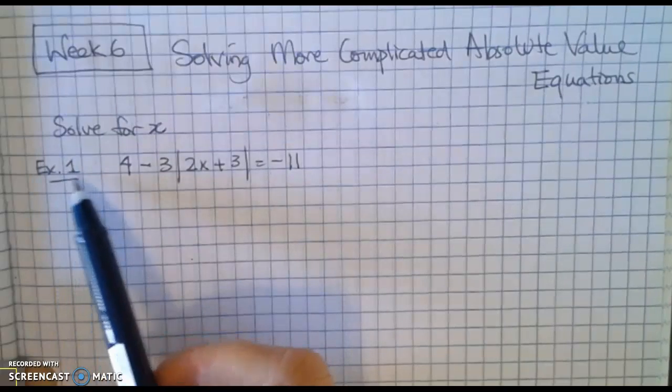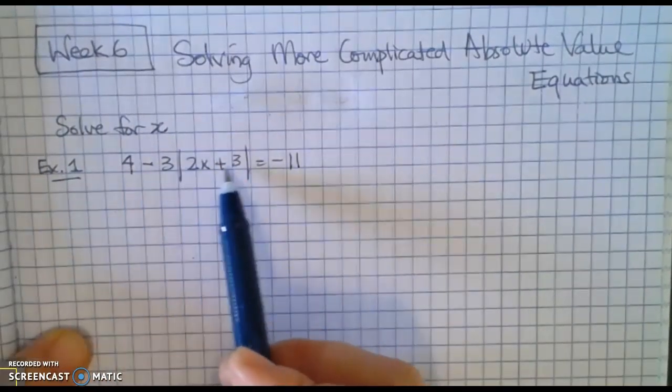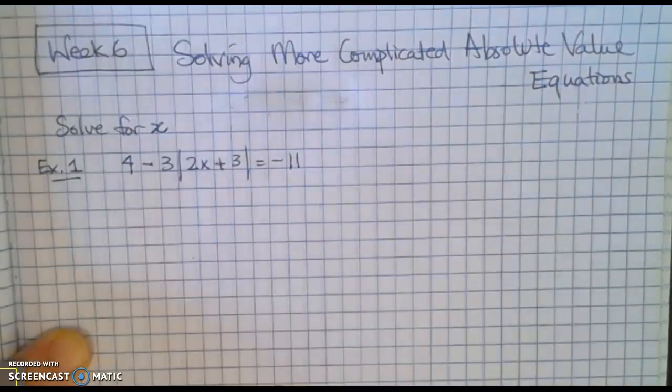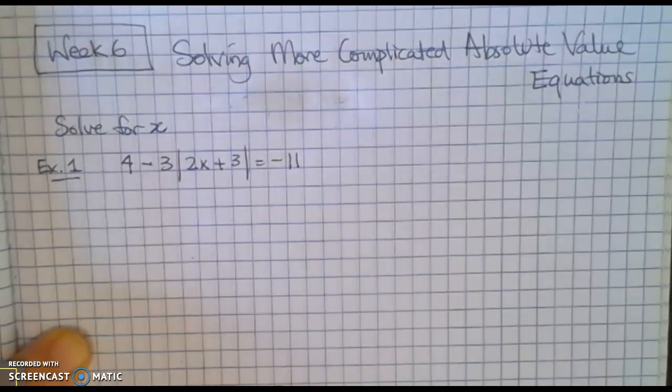So to do that, I am going to try to solve 4 minus 3 absolute value of 2x plus 3 is equal to negative 11. We've solved problems like this last lesson, but we didn't spend too much time on it because we ran out of time. So I am going to spend a little bit more time on it this time.